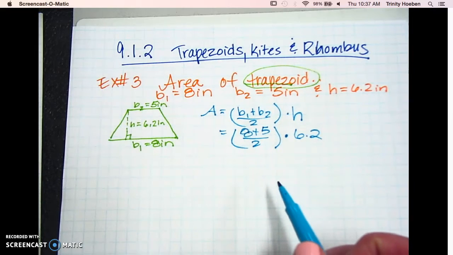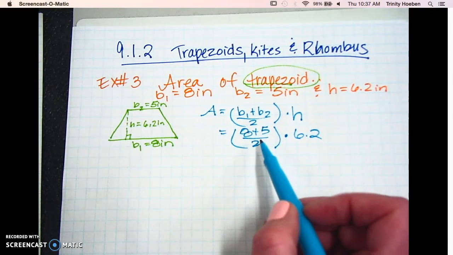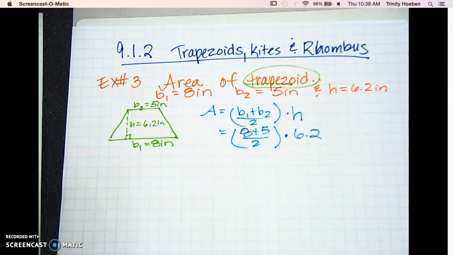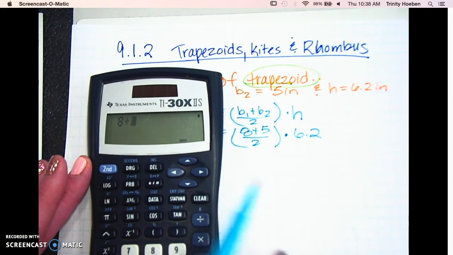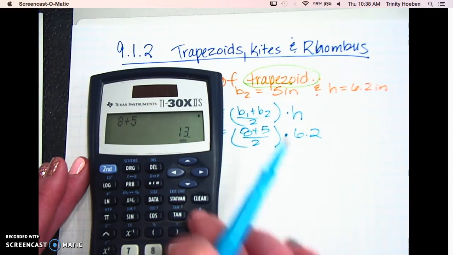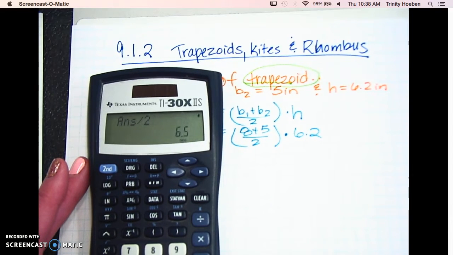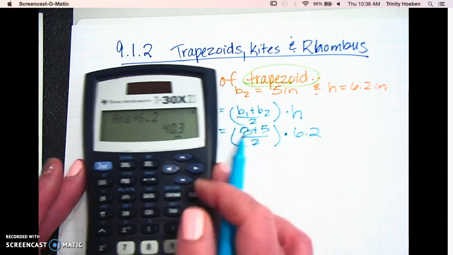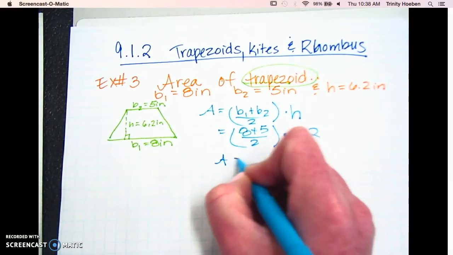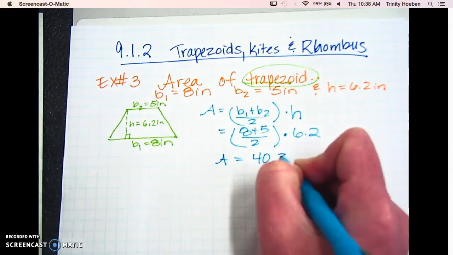So you're going to take your calculator and you're going to simplify. You're going to add 8 plus 5. Then you're going to divide that by 2. Then you're going to multiply that times 6.2. That's going to get you 40.3. So the area is going to be equal to 40.3.